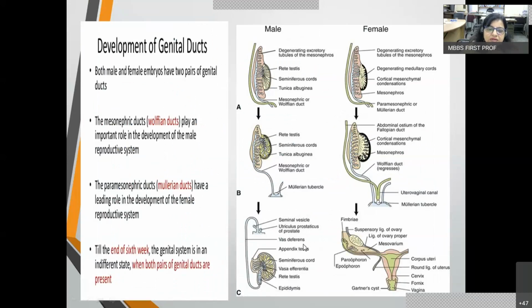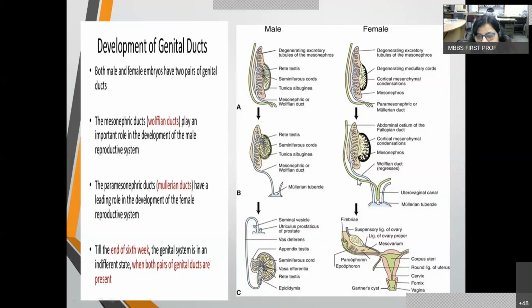Now, how are the genital ducts developing? The Wolffian ducts, or the mesonephric ducts, play a very important role in the development of the male reproductive system, because these Wolffian ducts are responsible for carrying the sperms to the destination. Whereas the paramesonephric ducts, that is the Mullerian ducts, are responsible for the development of the female reproductive system. And this is how the duct system is present in male and female.